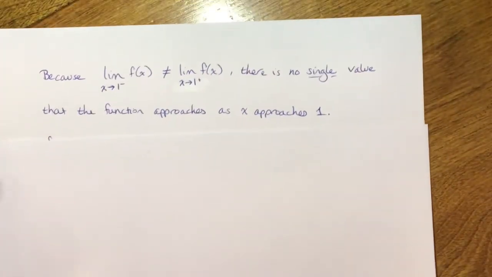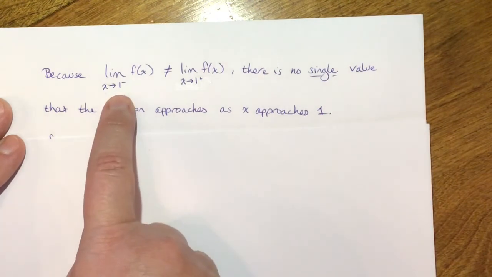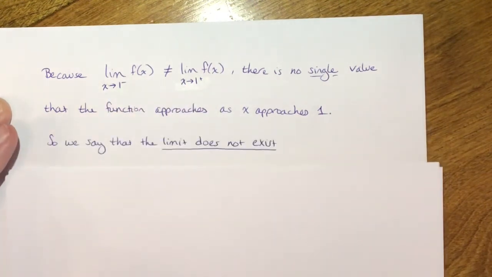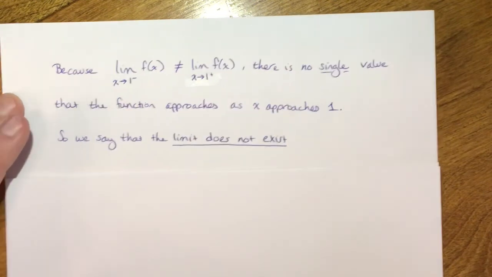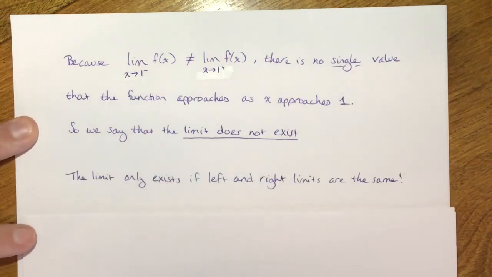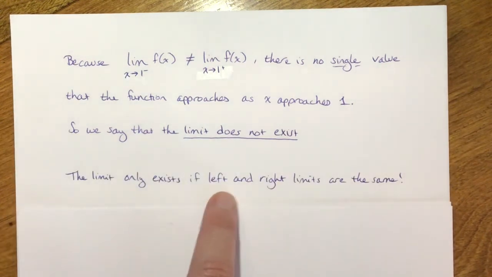Okay, so we just said because the limit as x approaches 1 from the left and the limit as x approaches 1 from the right are not equal to each other, there's no single value that the function approaches as x approaches 1, so we say that the limit does not exist. We say that, and Lindsay Lohan says that in Mean Girls, the limit does not exist. All right, so the limit only exists if the left and right-hand limits are the same.